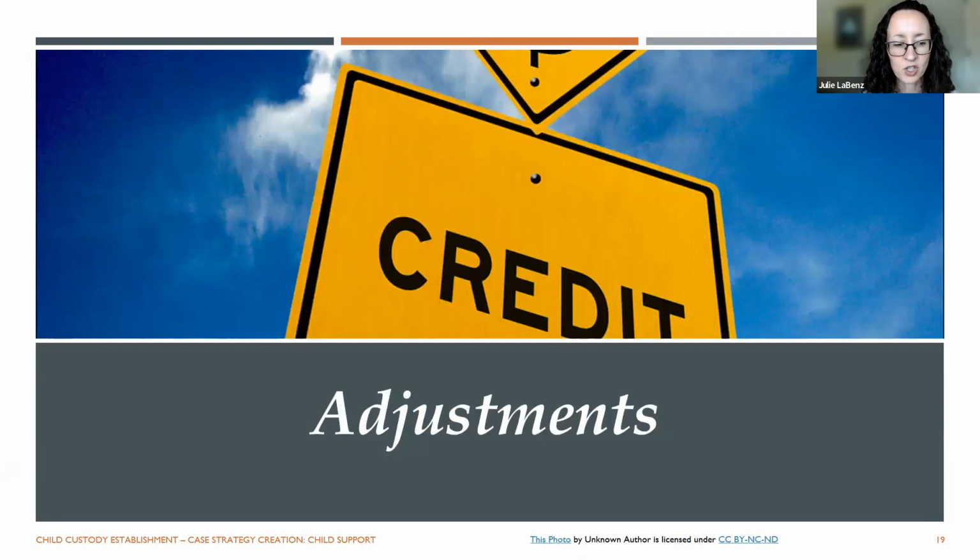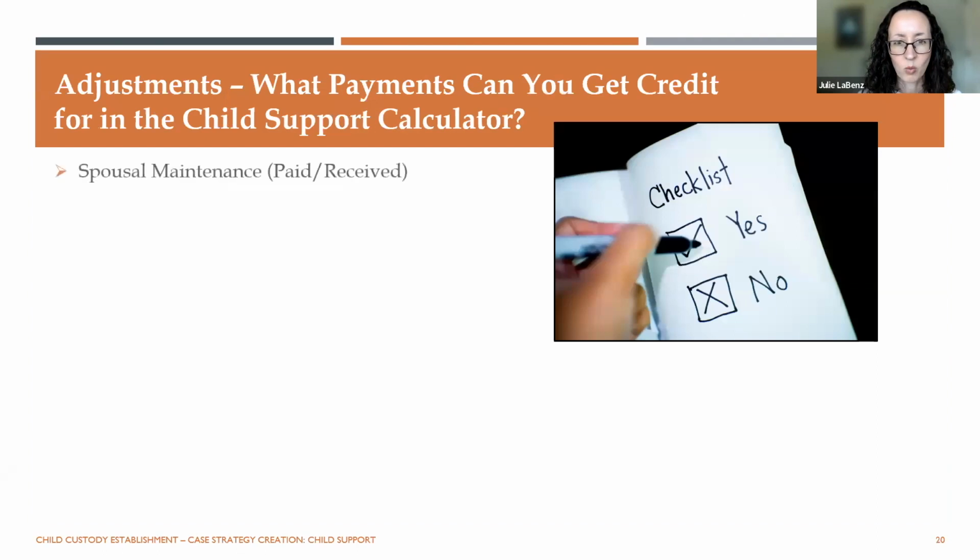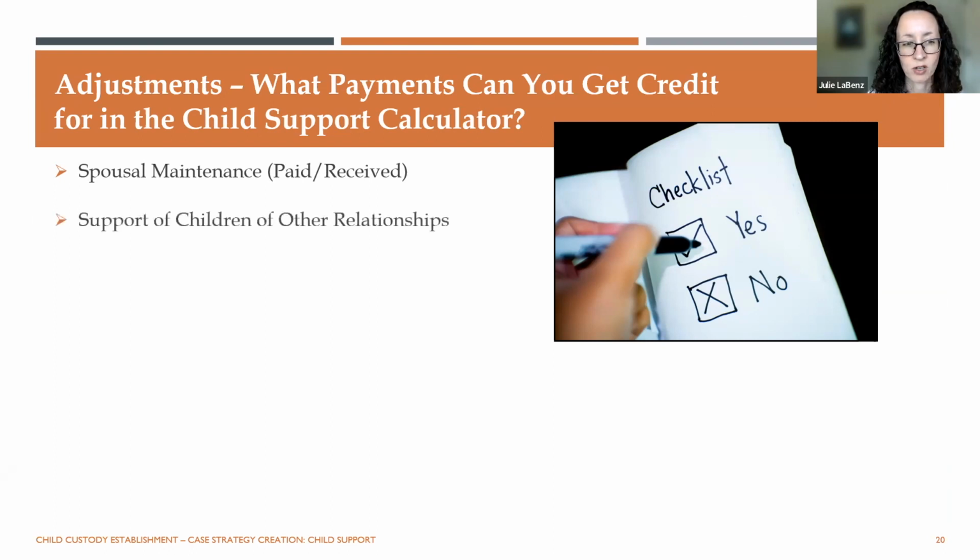All right, let's talk about adjustments. So we talked about how to determine income, but what payments can you get credit for? You can get credit for paying spousal maintenance. Also, if a spouse or a co-parent is receiving spousal maintenance, they would get credit for that receipt as an additional amount of income.